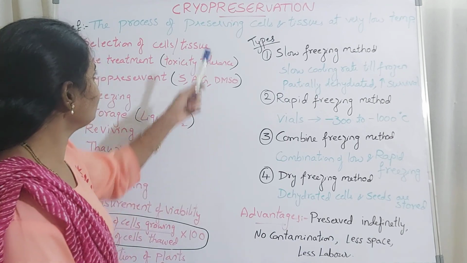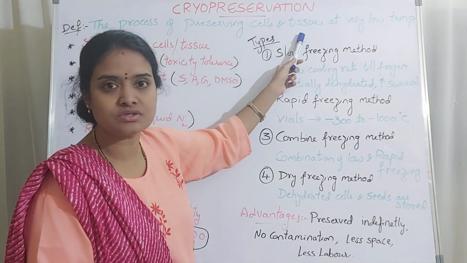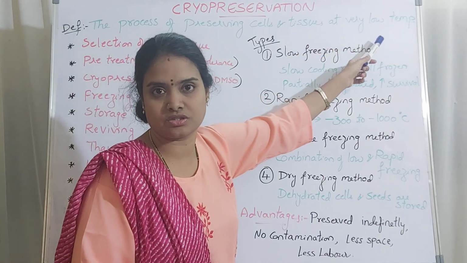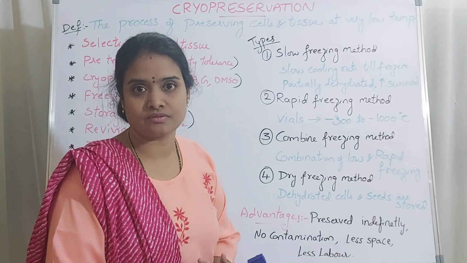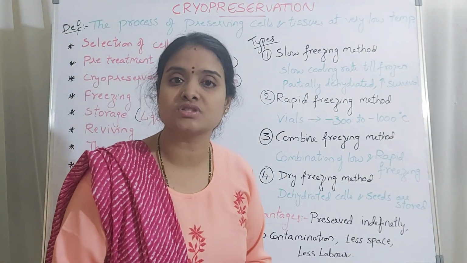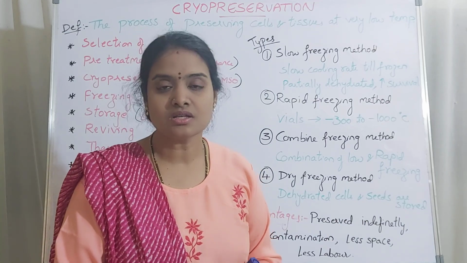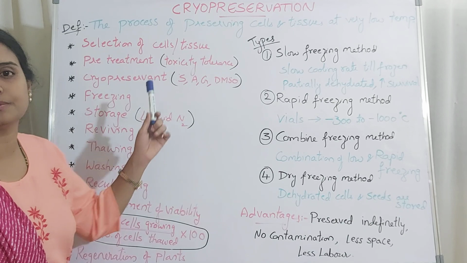Okay, so how do you define it? It is a process of preserving the cells or tissues at very low temperature, right? That is under freezing condition. So here the cells are maintained as the frozen cells or tissues. So let us see in detail what are the steps involved in this complete process.